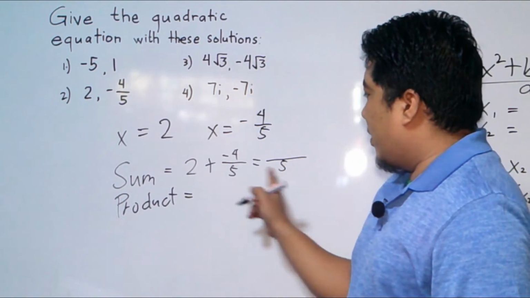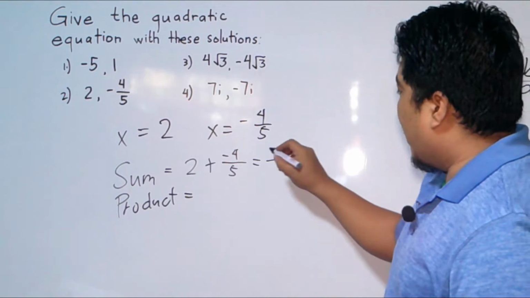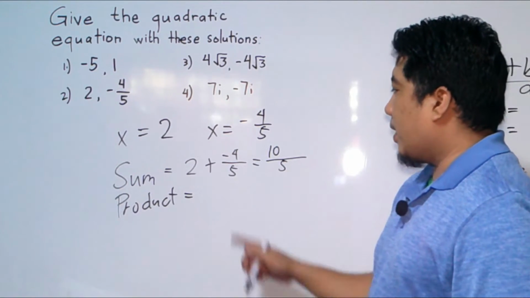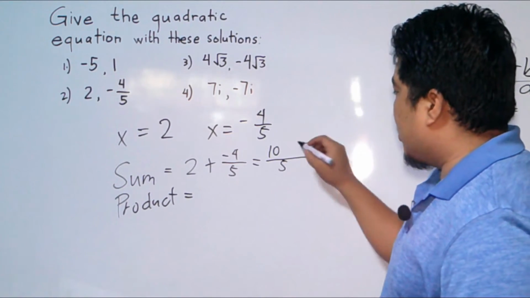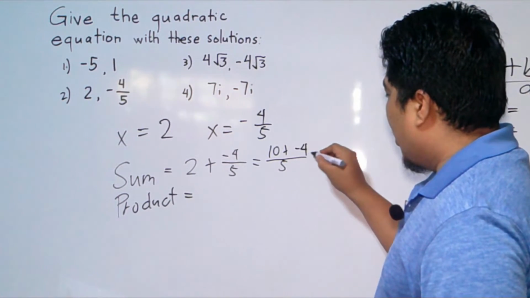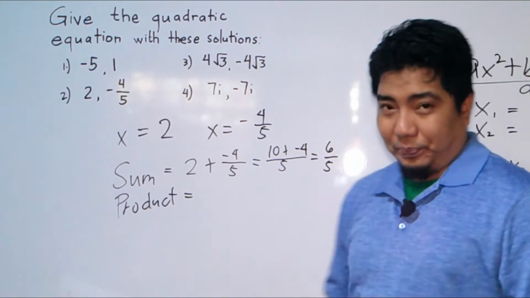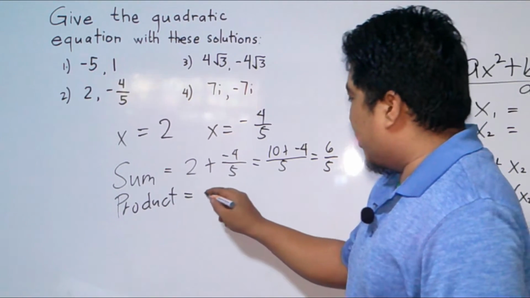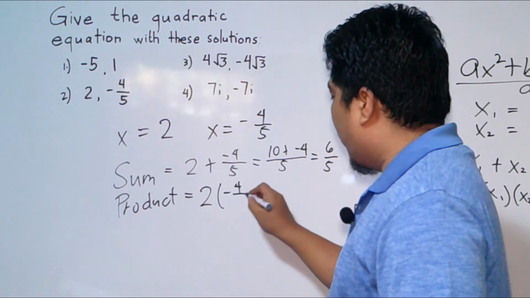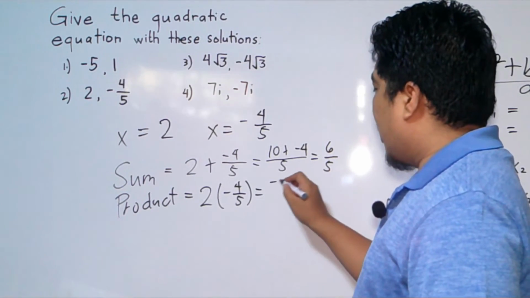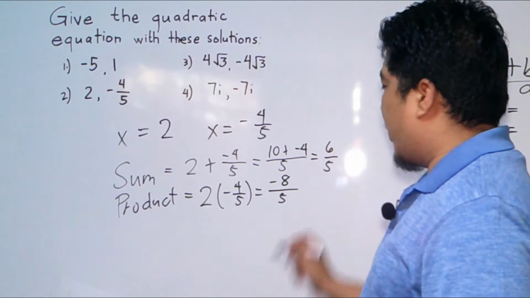So 5 times 2, that is 10. Then since they are just the same, you just copy this one. So that will give you positive 6 over 5. Now let's go to the product. 2 times negative 4 over 5. That will give us negative 8 over 5.